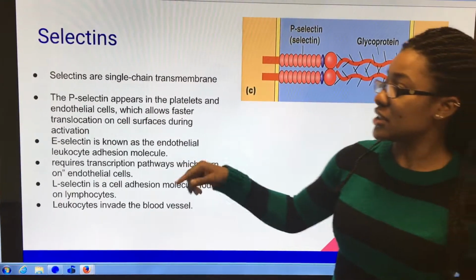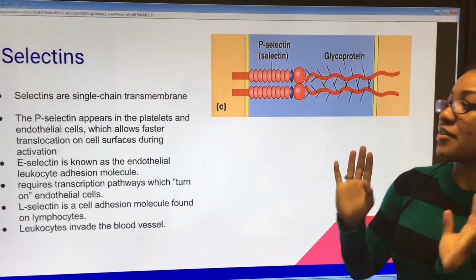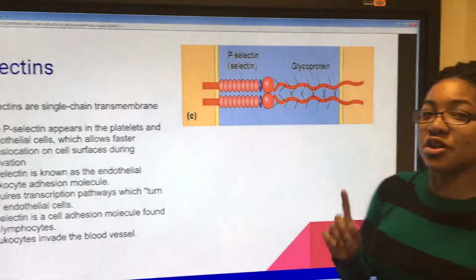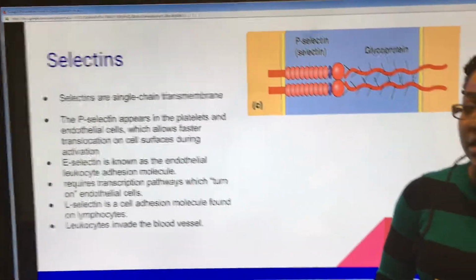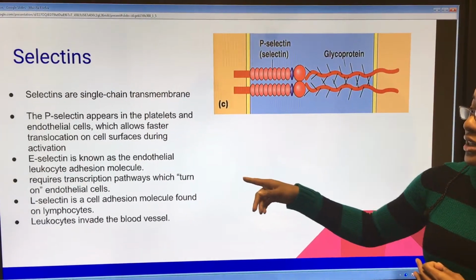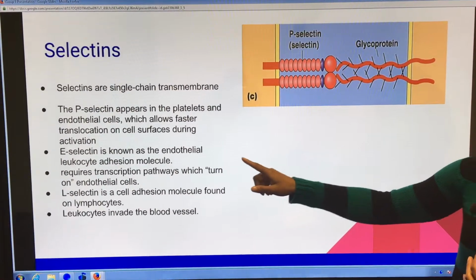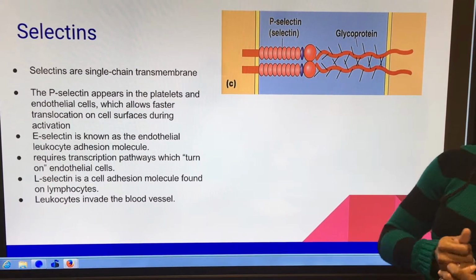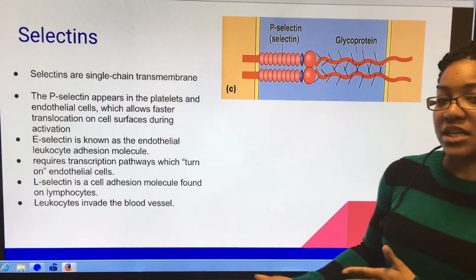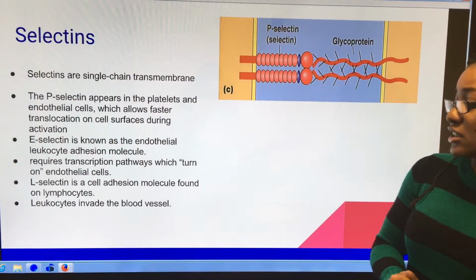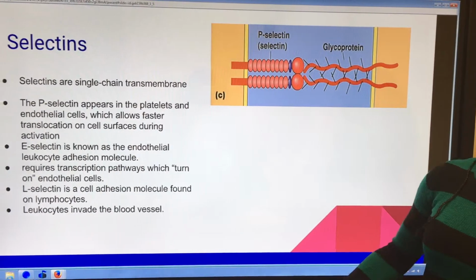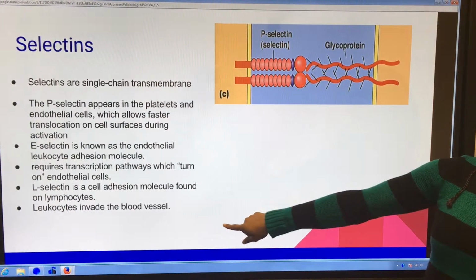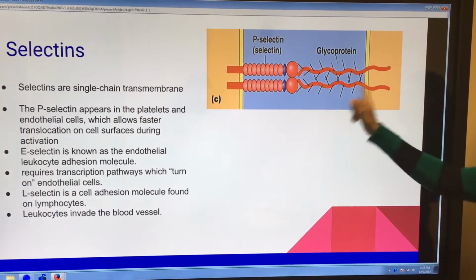All right, so selectins are single chain transmembrane proteins. There are three families involved, which are the P-selectins, E-selectins, and L-selectins. The P-selectins appear in platelets. The E-selectins are usually seen on endothelial leukocyte adhesion molecules, and they require transcription pathways which ultimately turn on endothelial cells. The L-selectin is a cell adhesion molecule usually found on lymphocytes, and the leukocytes invade the blood vessels. And here is a picture depicting that.